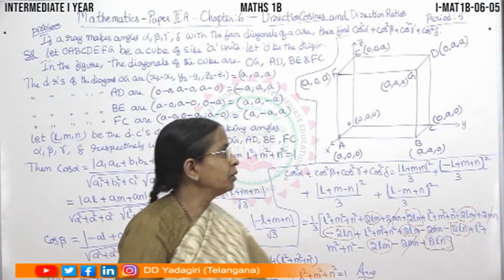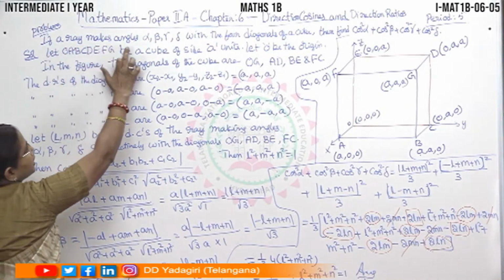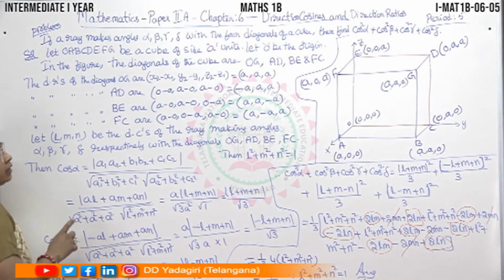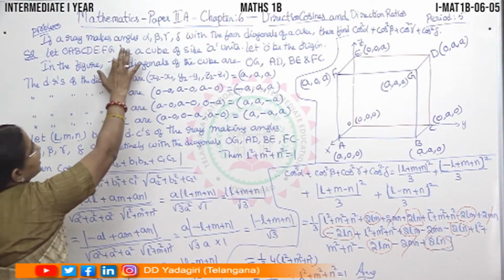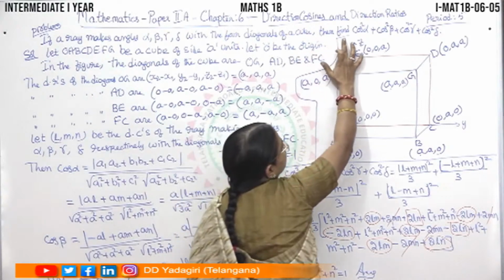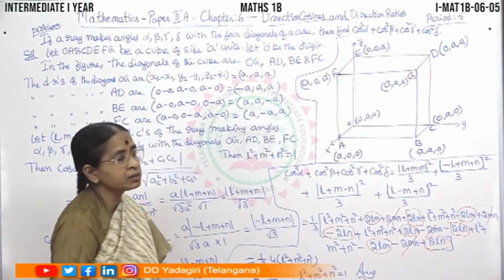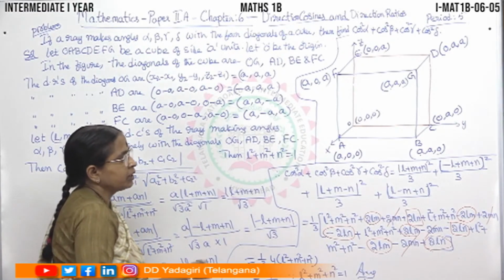So we discussed the problem. Now this is the solution. See, the question is, if a ray, a ray means half line, makes angles alpha, beta, gamma and delta with the 4 diagonals of a cube, then find the value of cos square alpha plus cos square beta plus cos square gamma plus cos square delta.